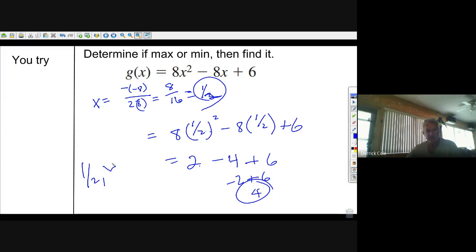That's actually my vertex. It's not asking for my vertex, all right? So your questions aren't going to be, hey, what's the vertex? But you need to be able to find the vertex because that's the y value of the vertex. So this is the maximum or minimum. This opens up, so it has a minimum, and that minimum is 4.